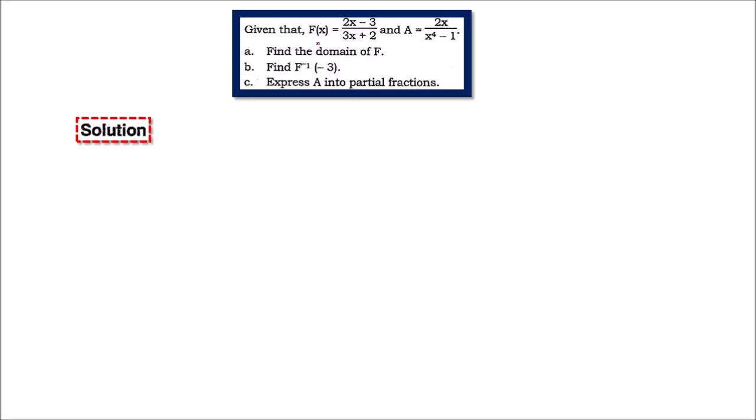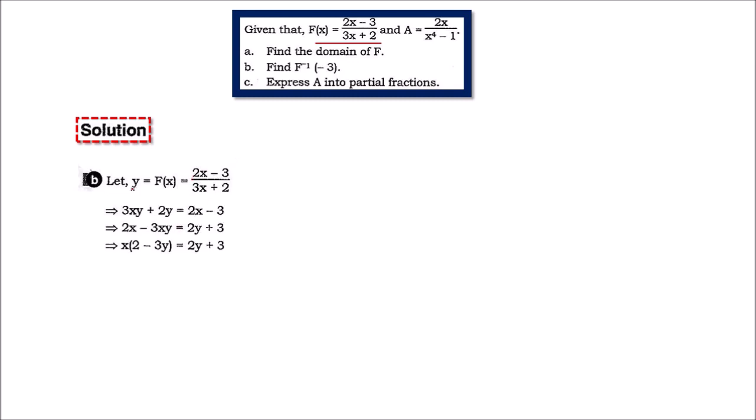So that is our f. At first I have to find f inverse of x. Then I have to put the value minus 3 in place of x and I will get a value. So here it is: let y equal f of x, that equals this one. So y equals (2x minus 3) by (3x plus 2). If I cross multiply, y multiplied with this will be 3xy, and y multiplied with this will be 2y, and this remains 2x minus 3.